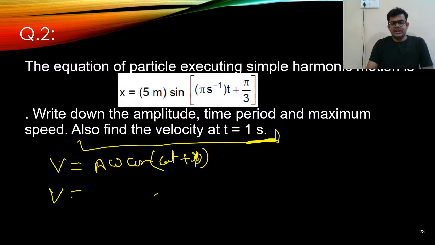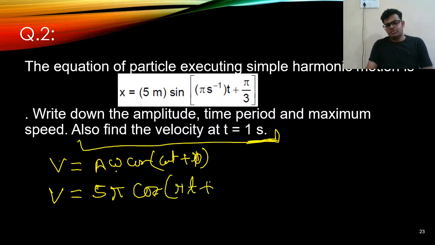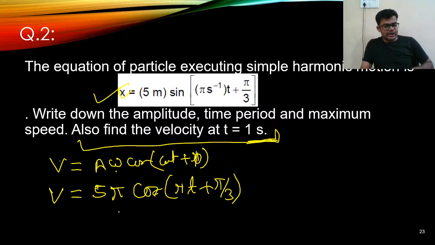So what we will write? A is equal to 5. Omega is pi. Cos(omega t plus phi) means cos(pi t plus pi by 3). Phi value is given, pi by 3. I did nothing. I just differentiated this equation, you know. So I got this. Okay. Now what we need to find? We need to find the velocity at t equals 1.